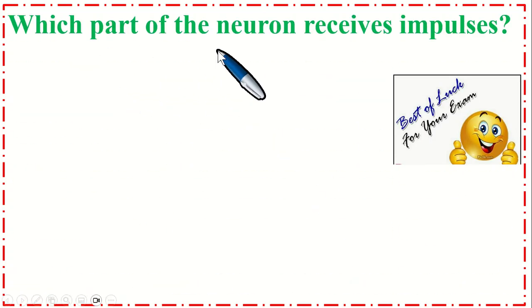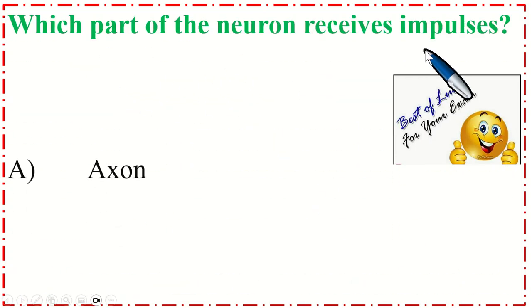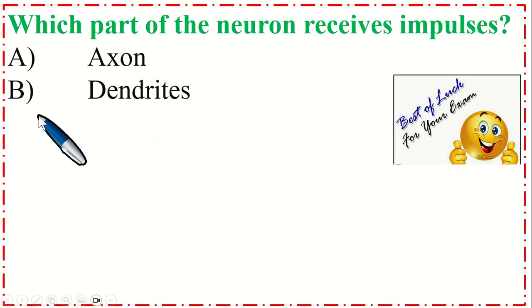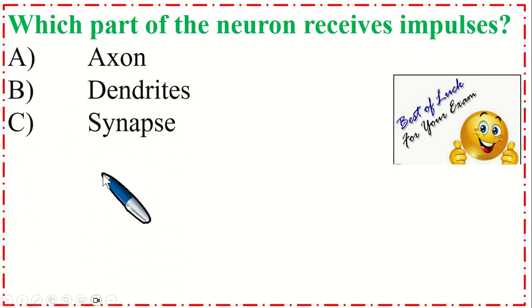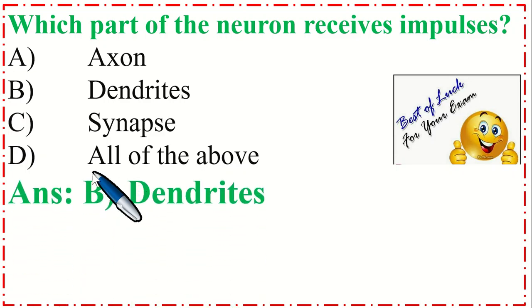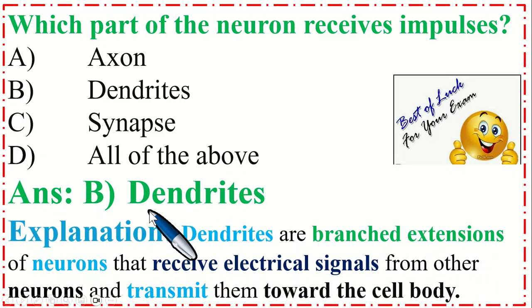Which part of the neuron receives impulses? Option A, axon, B, dendrites, C, synapse, and option D, all of the above. So the correct option is B, dendrites. Explanation: dendrites are branched extensions of neurons that receive electrical signals from other neurons and transmit them toward the cell body.